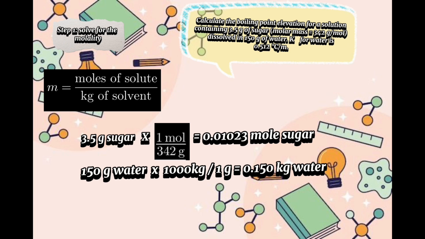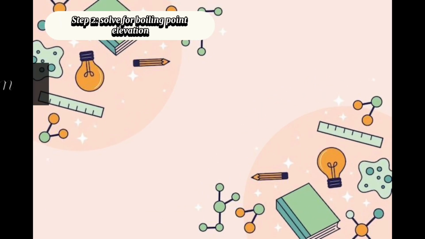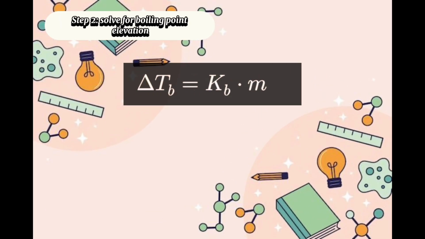Now we're going to find the molality from the given formula: moles of solute over kilograms of solvent. So 0.0103 mole of sugar divided by 0.150 kilograms of water gives us the answer 0.0682 mole per kilogram.